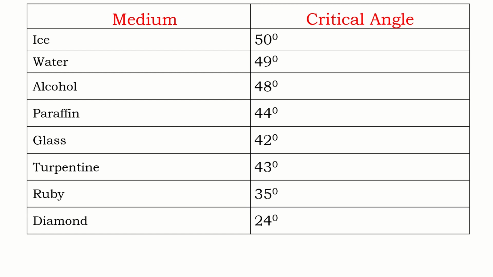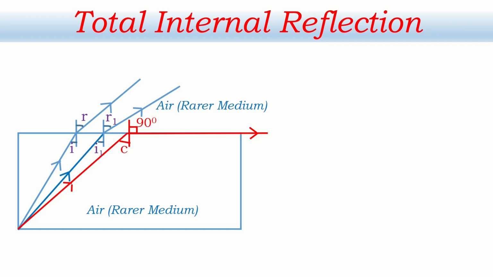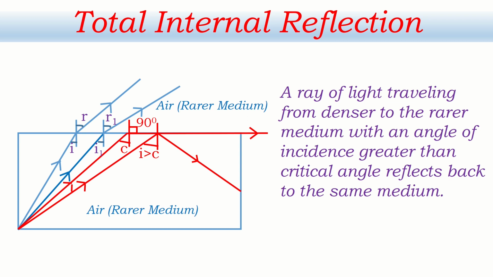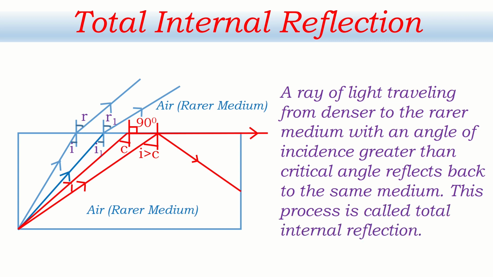Now I want to tell you about total internal reflection with the help of the same diagram. Here we have represented the critical angle, but if the angle of incidence is greater than the critical angle when light is traveling from denser to the rare medium, then instead of refraction, now light reflects back in the same denser medium, and this is called total internal reflection. And how can we define this term? Total internal reflection: a ray of light traveling from denser to the rarer medium with an angle of incidence greater than the critical angle reflects back to the same medium. This process is called total internal reflection.